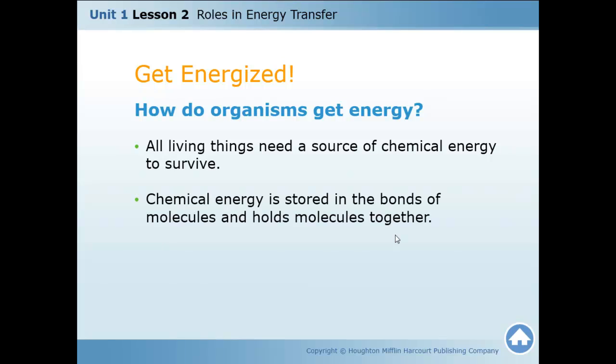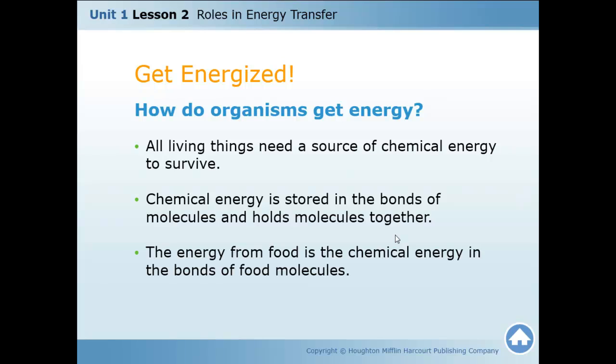What is chemical energy? All living organisms need chemical energy, which we get from food. Chemical energy is stored in the bonds of the molecules and holds molecules together. The energy from food is chemical energy. So we call the energy which comes from food chemical energy in the bonds of the food molecules.